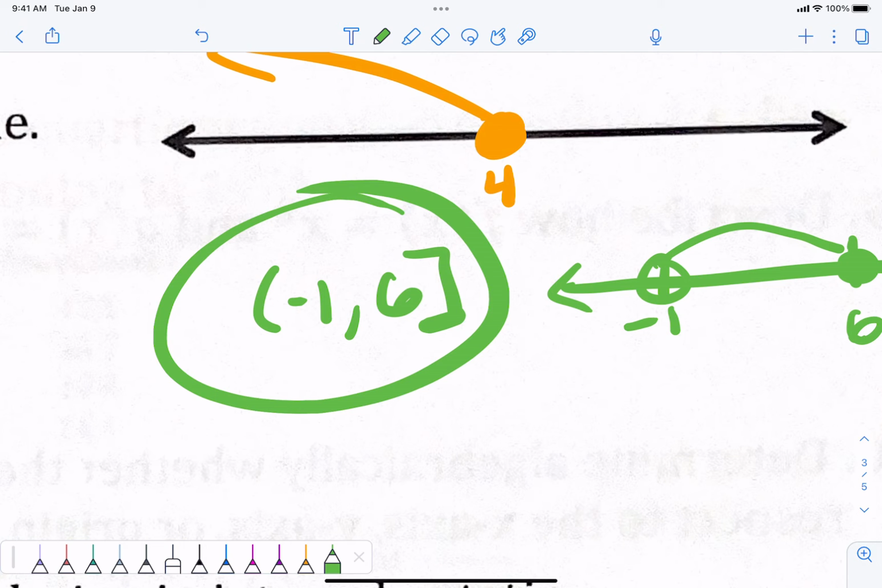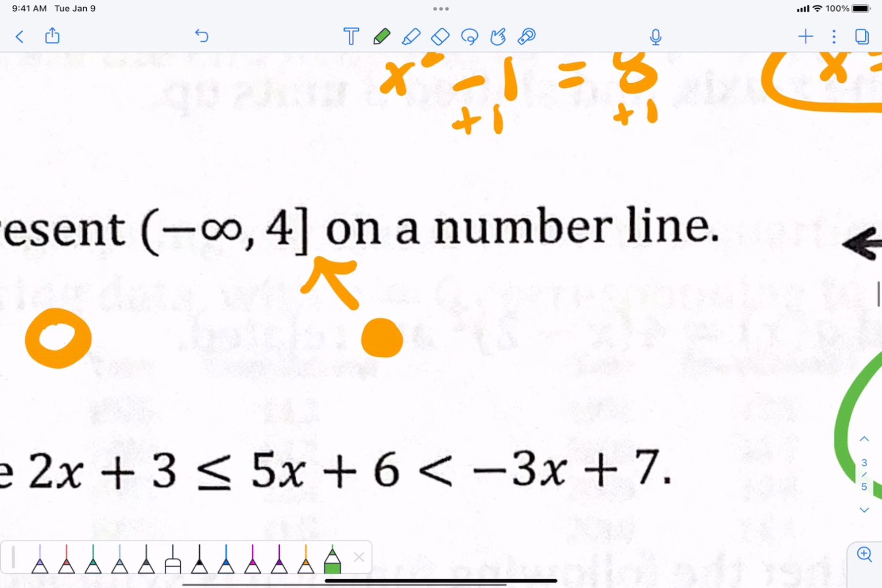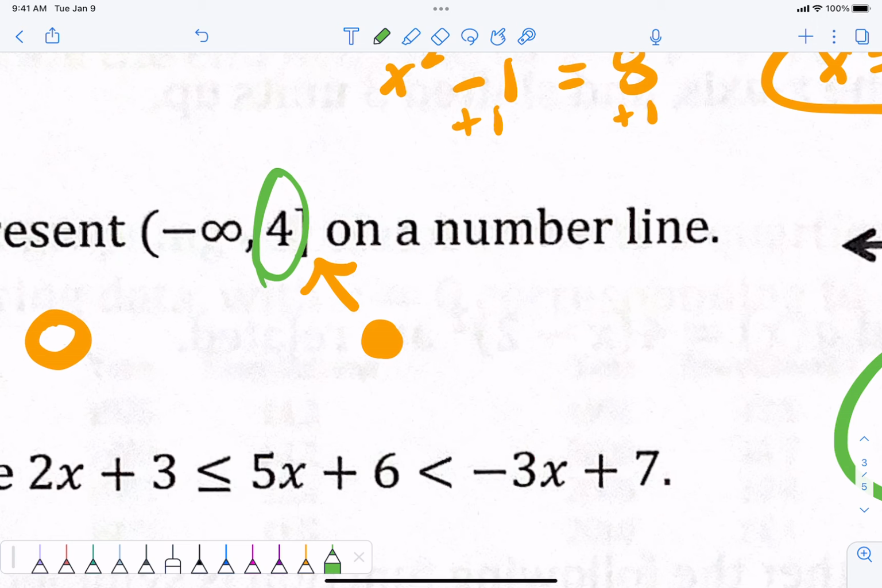Yes, correct. The 4 was on the right side of the ordered pair, so that's the farthest right that it goes. Does that make sense? Negative infinity is on the left side, but negative infinity goes on forever in that direction.